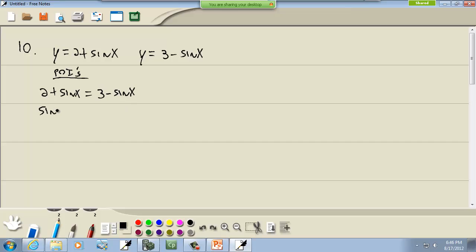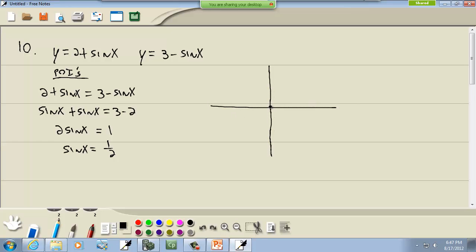I want to get everything with a trig function over one side. So I'll take the negative sine x over the left side, and I'll take the 2 over to the right. So that gives us 2 sine x equals 1. Divide both sides by 2, and we get sine x is equal to 1/2. Well, remember this, if we looked on our unit circle, we talked about this earlier in this lecture.